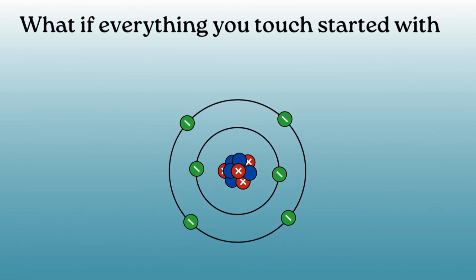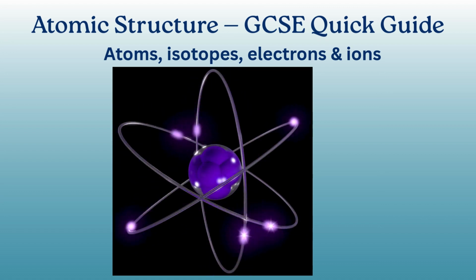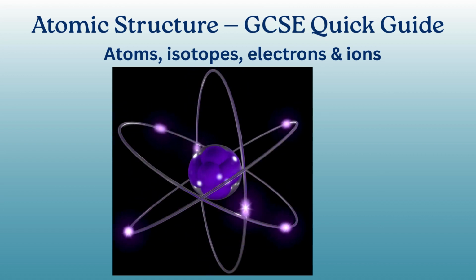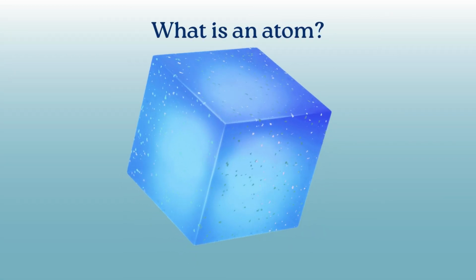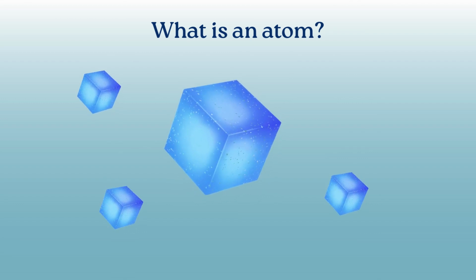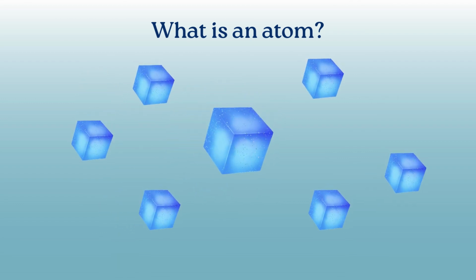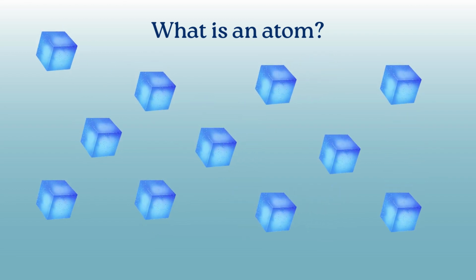Everything around you, the air you breathe, your pen, the chocolate in your pocket, is built from tiny bricks called atoms. Ready to open the box? Atoms are the tiny units that make up all matter. The name comes from the Greek atomos, meaning uncuttable, because ancient thinkers imagined the smallest piece matter could be. Today, we know atoms are made of even smaller parts.